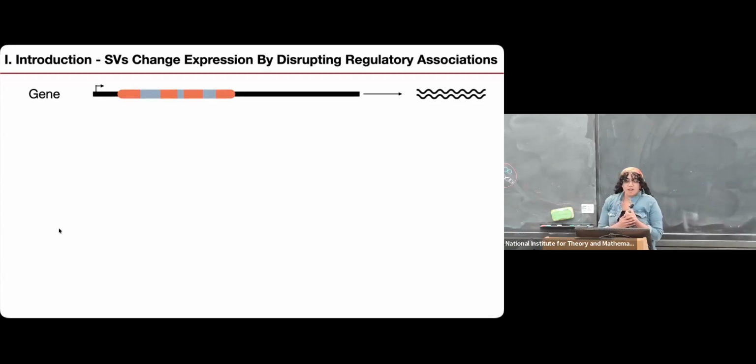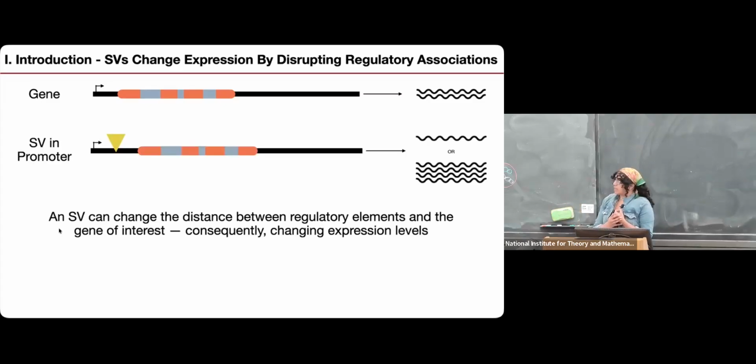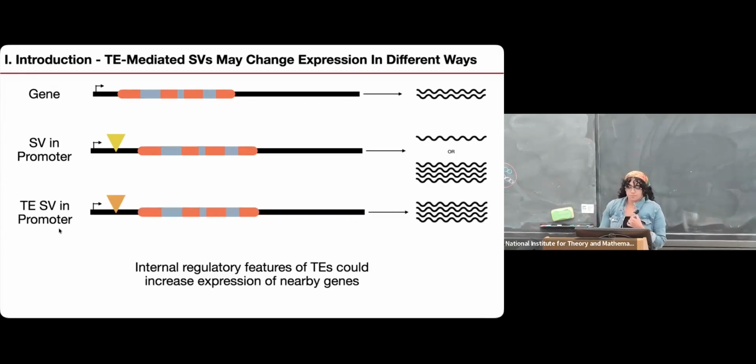To break this down, I like to think of a single gene in a specific context that has some amount of expression. Agnostic to its sequence, a structural variant within the promoter region could change gene expression patterns simply by changing the distance between regulatory elements and the gene of interest. This can either increase or decrease expression depending on the nature of the regulatory element itself. Now, if this SV is TE-mediated, we could expect increased expression of the nearby gene if the internal regulatory features housed within the TE inadvertently influence expression of the downstream gene.